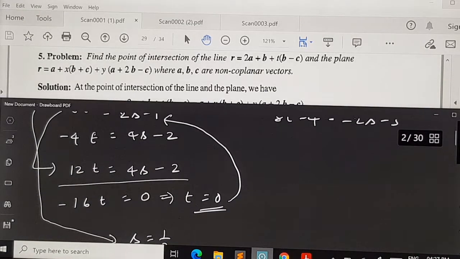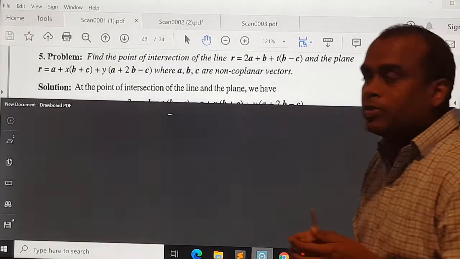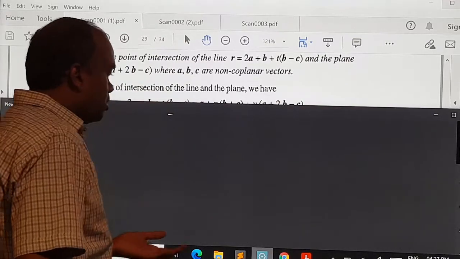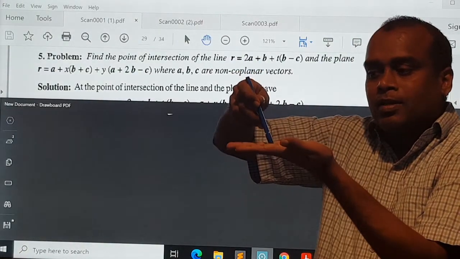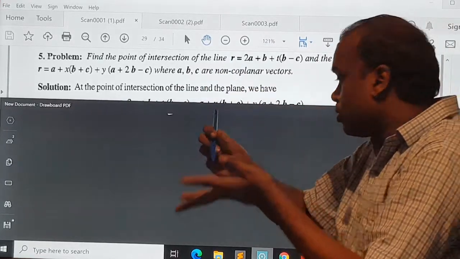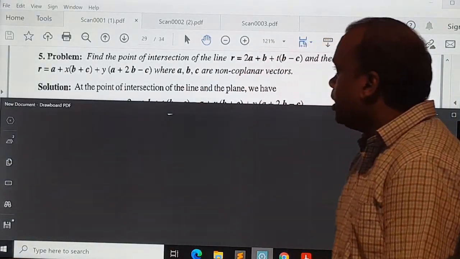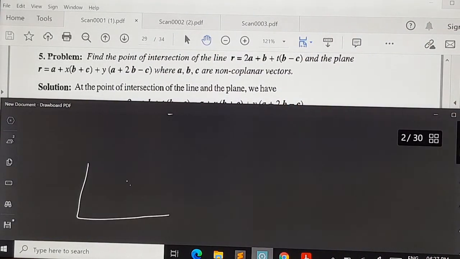In the next solved example, once again it is a point of intersection, but this time with a line and a plane. So I have a plane, say this palm, it is a plane. Now we have a line intersecting the plane. You have to find this point of intersection of line and plane. So that is what we are going to do now. For that I have a plane here, whatever he has given, and I have a line there. We have to find this point of intersection.